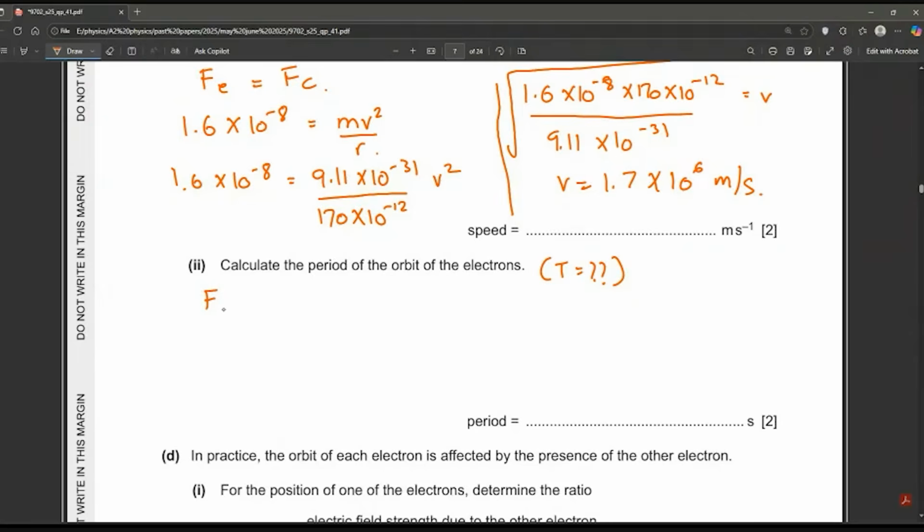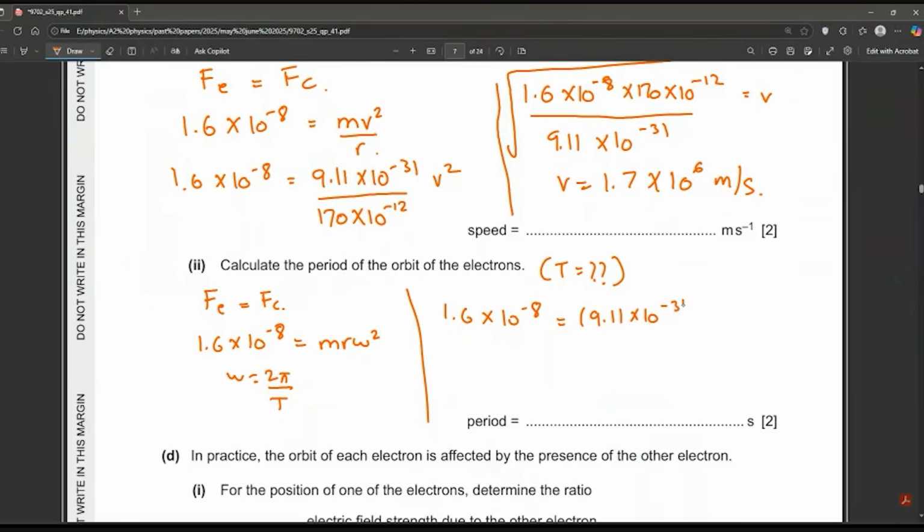We know that the force on an electron is equal to the centripetal force. The force is equal to 1.6 × 10^-8. What is the formula of centripetal force? mRω². What will we place in place of ω? 2π/T. So 1.6 × 10^-8 is equal to the mass of the electron, 9.11 × 10^-31, multiplied by the radius, 170 × 10^-12, multiplied by (2π/T) whole squared.